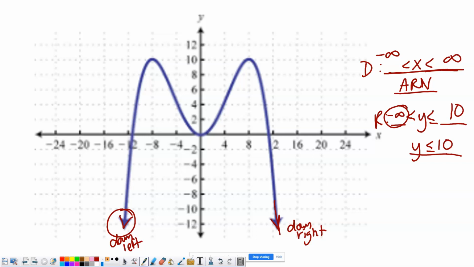By the way, there is another way to write the domain and range, and I would encourage you guys to write this as well. So let's talk about notation a little bit here. This is something you're going to want to write down in your notes for sure. Okay.